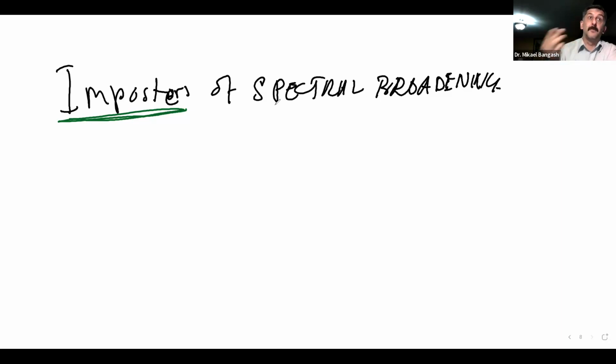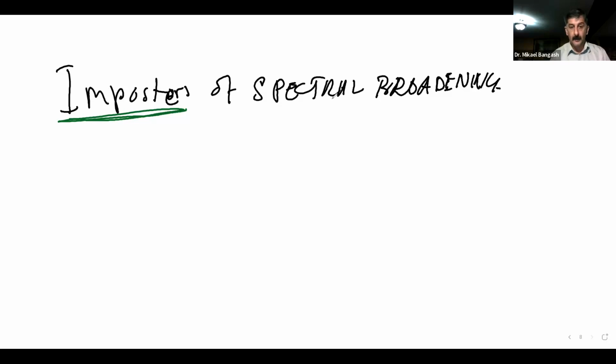turbulent flow. But some mistakes that we may commit while taking a Doppler or doing a Doppler recording may actually elicit something that looks like spectral broadening, but which is not. Clear? So the imposters of spectral broadening are artifacts that mimic or look like spectral broadening.